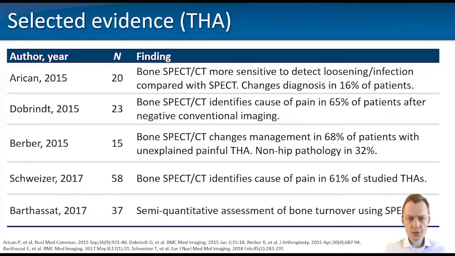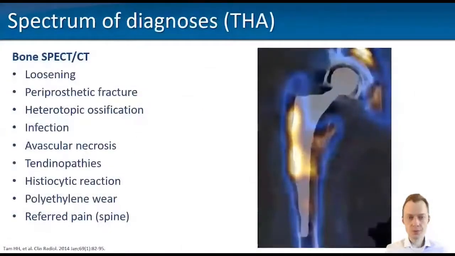Another study showed that SPECT CT indeed identifies the cause of pain in 61% of patients. So this number is fairly constant throughout literature. Other authors have used semi-quantitative assessment of bone turnover and even more recently quantitative assessment, but those data are still too immature to derive any definitive conclusion.